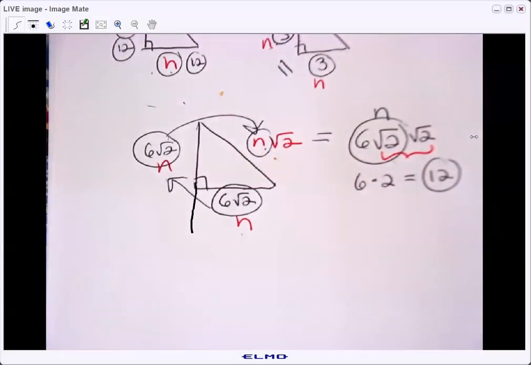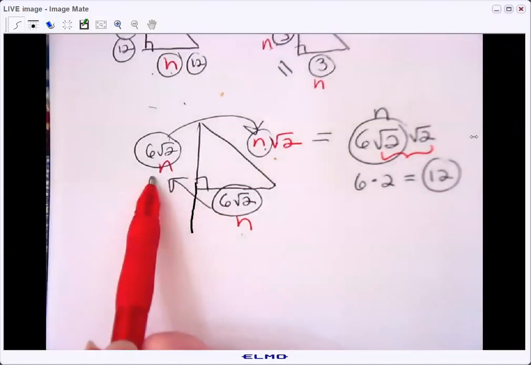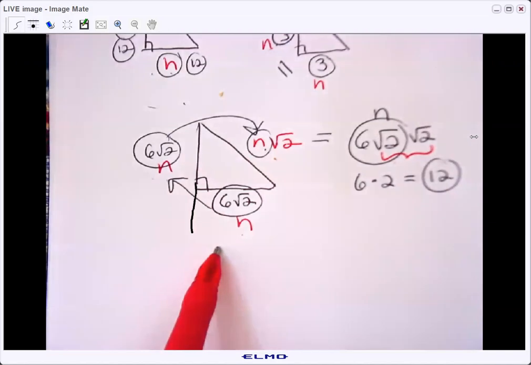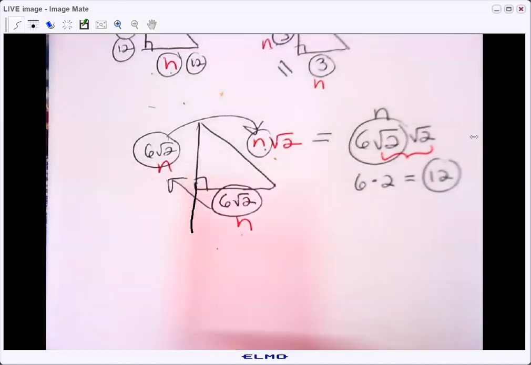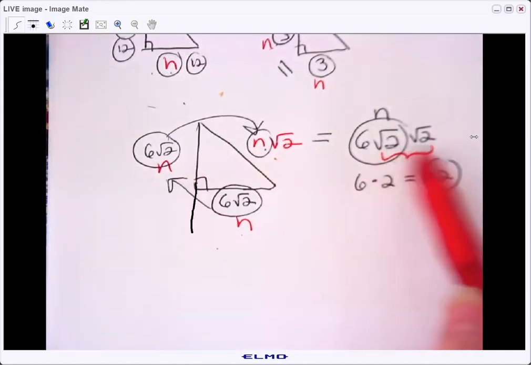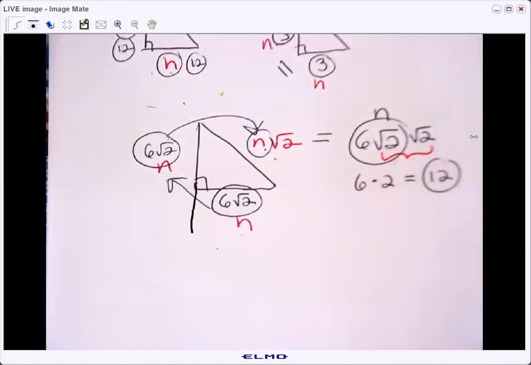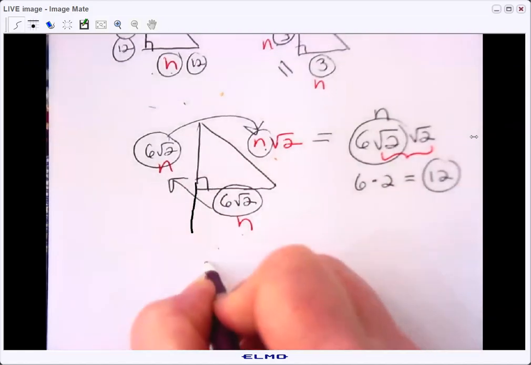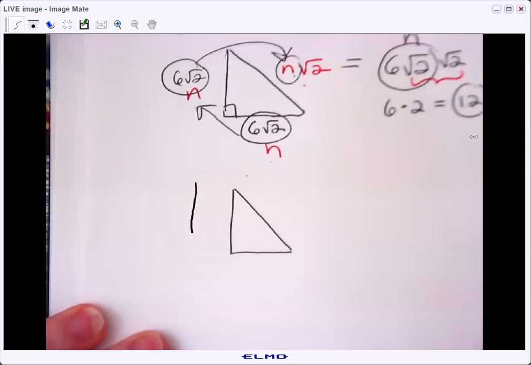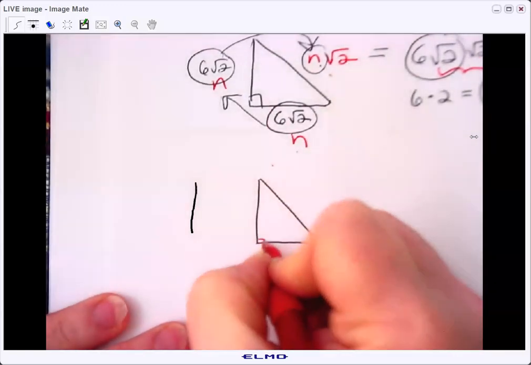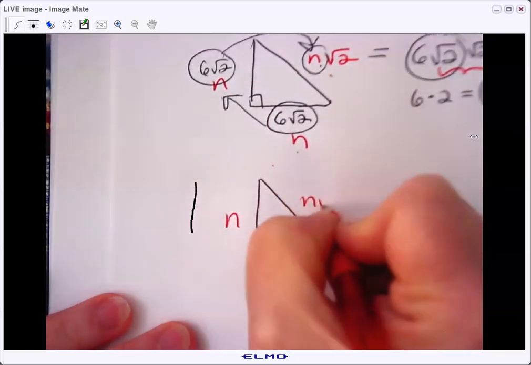Okay. So wherever we see an n, I'm going to put the number that they all have in common. Now this could have been a 6 root 5. If I had a 6 root 5, I would have just multiplied those together and got a 6 root 10. So don't stress on that. It doesn't have to be a root 2. And I think this is a really good exercise because this will help us with our 30, 60, 90s also. Okay. So we've got n, and n root 2.